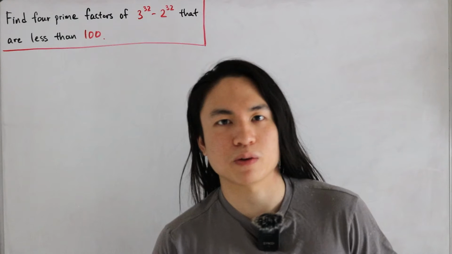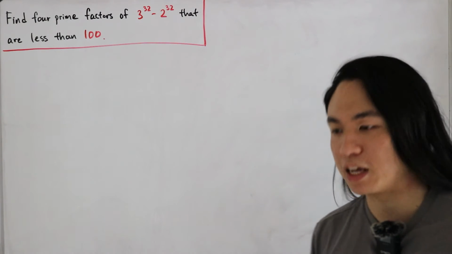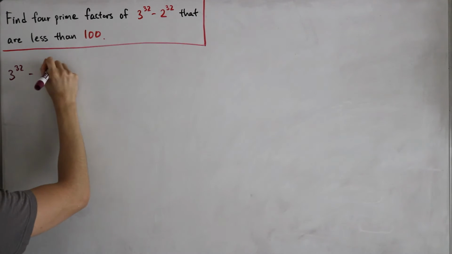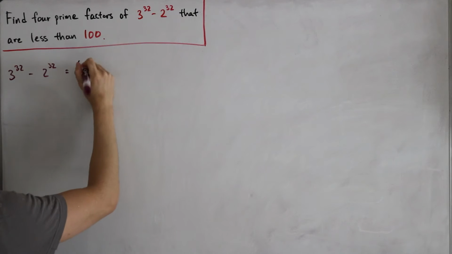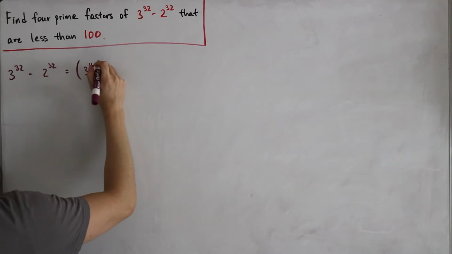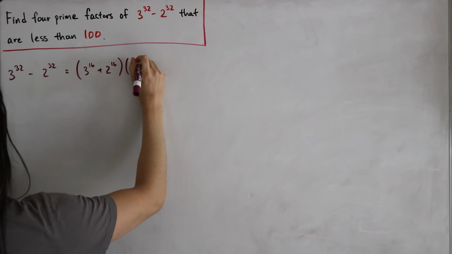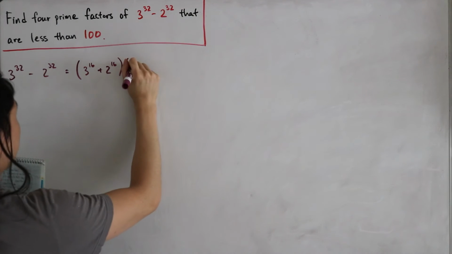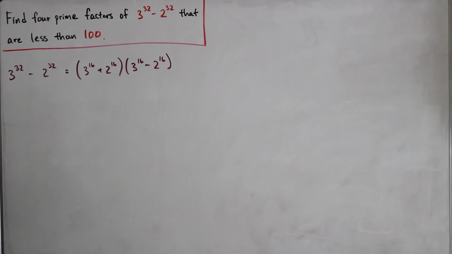To get started, why don't we jump right into the prime factorization, starting with the difference of squares technique. So 3 to the power 32 minus 2 to the power 32. As mentioned, we're going to utilize the difference of squares formula. We can write this as 3 to the 16 plus 2 to the 16, times 3 to the 16 minus 2 to the 16. That's all we can start off with.